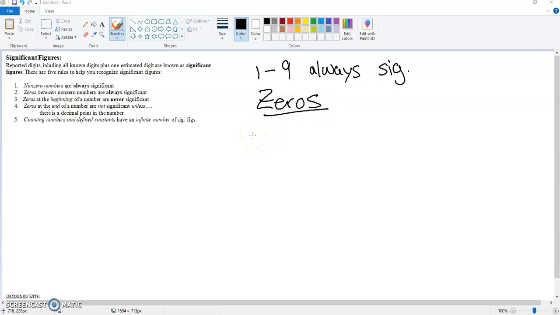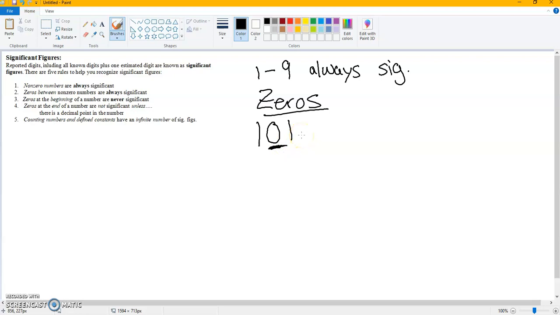So number 2, zeros between numbers are always significant. What this means is, if I have a real number, which I refer to as 1 through 9, it could be any number 1 through 9 in front, and then a 0, and then any number between 1 through 9 in back. This is what we call a sandwiched 0, and it always counts, okay? It's always significant. So this number right here would have 3 significant values. We call them sig figs. And 1 and 1 always count, and then the 0 counts because it's in between 2 real numbers.